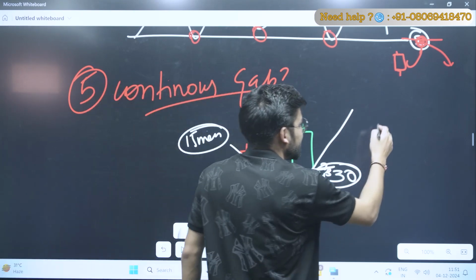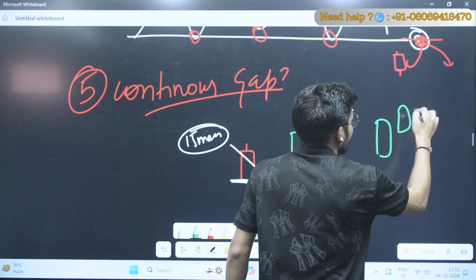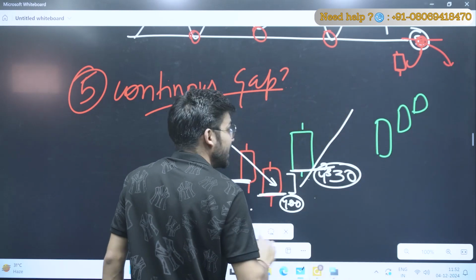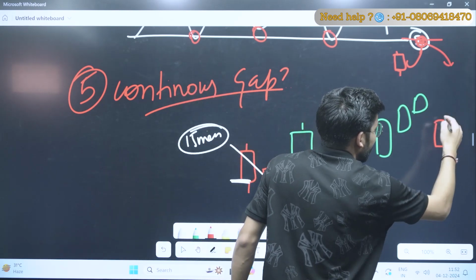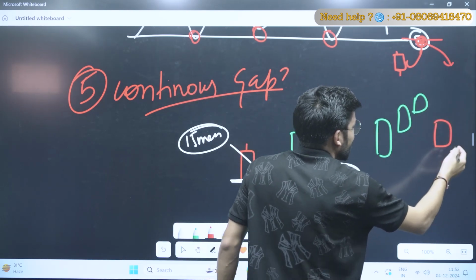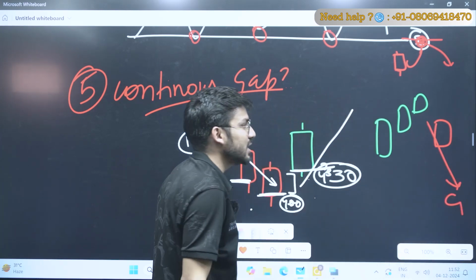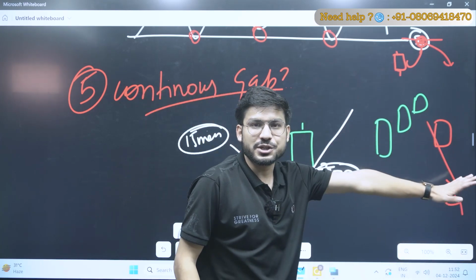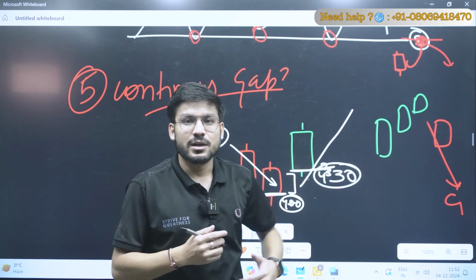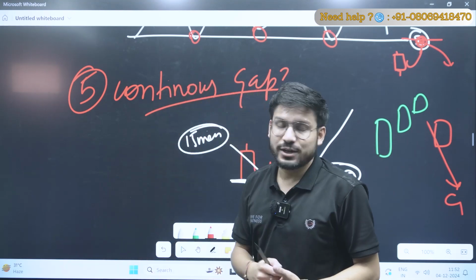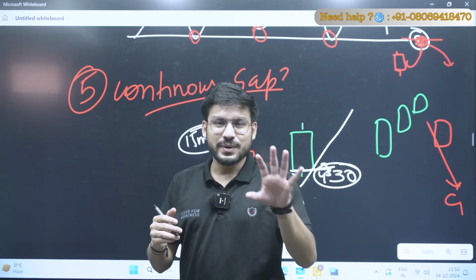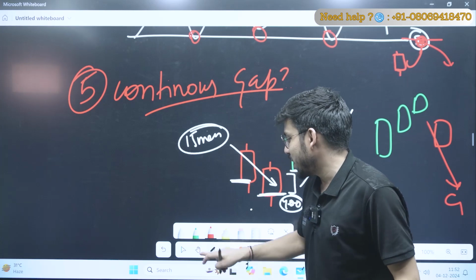Vice versa, if my market was going in the upward direction, and then there was a red candle which gave me a gap down in a running market, that will indicate a shift of interest. So now the market will go in the downward direction, so you have to trade bearish. So that was our fifth kind of gap. I hope it is also clear. Let's go on to another one.